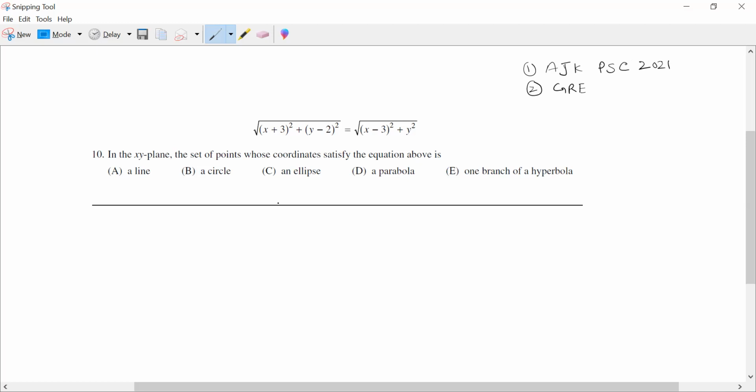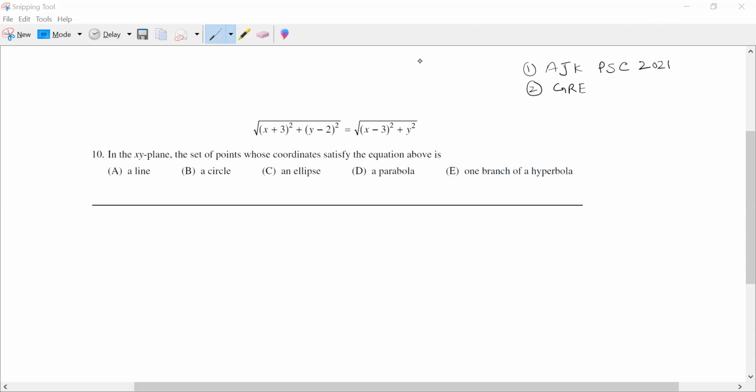Okay, students. Now the question is, the equation is given: square root of (x plus 3) whole square plus (y minus 2) whole square is equal to square root of (x minus 3) whole square plus y whole square. In the xy plane, the set of points whose coordinates satisfy the above equation is a line, a circle, an ellipse, a parabola, or one branch of the hyperbola. So we will solve this and tick the correct option.